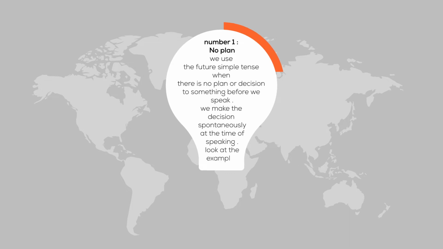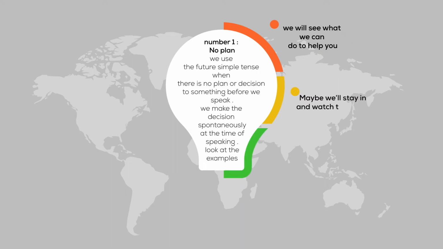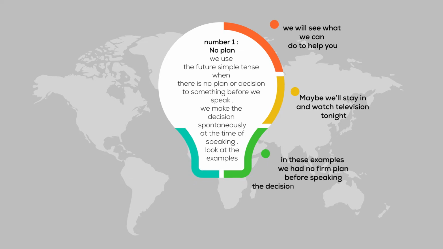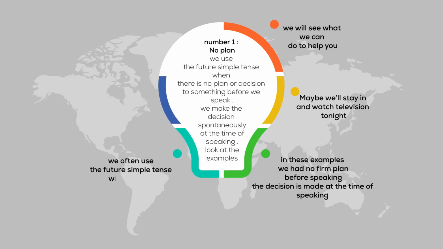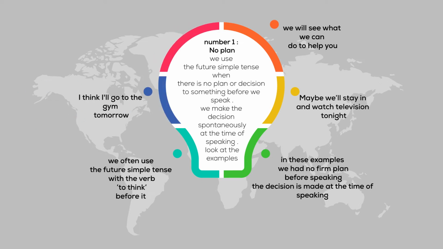Look at these examples. We will see what we can do to help you. Maybe we'll stay in and watch television tonight. In these examples, we had no firm plan before speaking. The decision is made at the time of speaking. We often use the future simple tense with the verb to think before it. I think I'll go to the gym tomorrow.